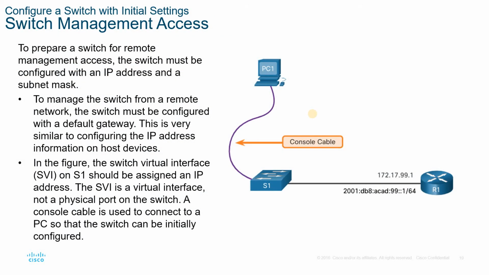Alright, so ito na yung sinasabi ko kanina. This next is we're going to manage our switch. To prepare a switch for remote management access, sabi niya dito, the switch must be configured with an IP address and a subnet mask. Initially, out of the box, wala pang IP address at saka subnet mask configuration yung switch natin. So para ma-manage mo siya remotely, kailangan mong ma-enter muna yung details na yon.